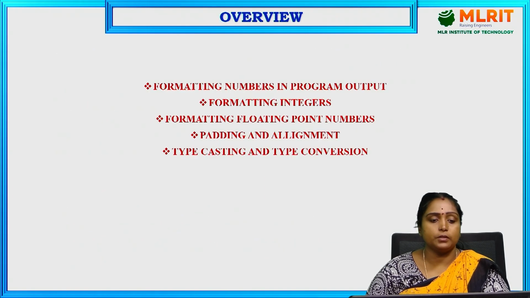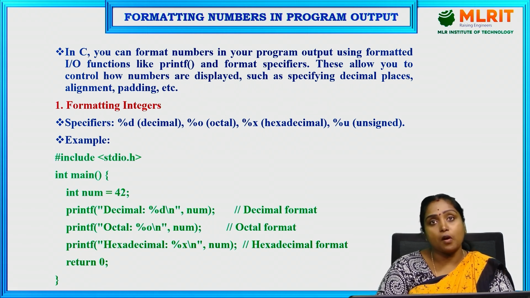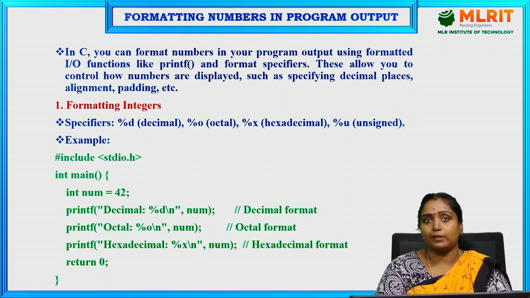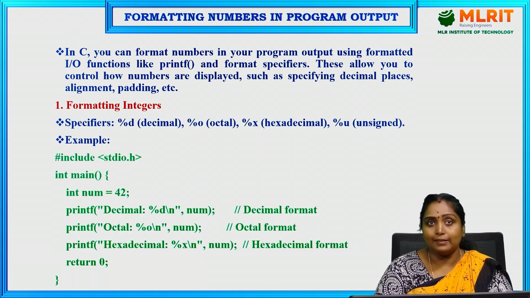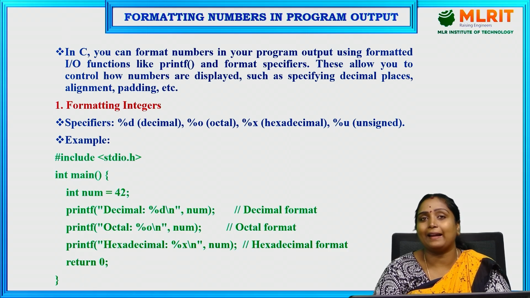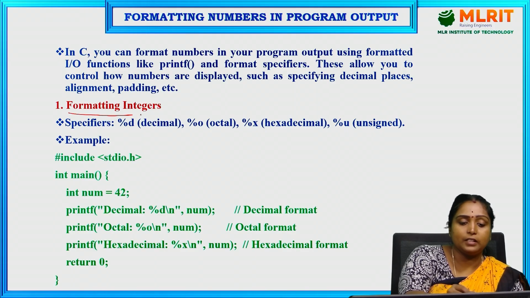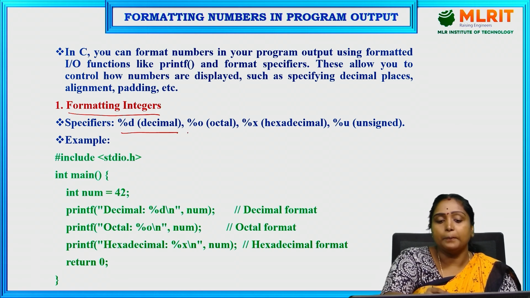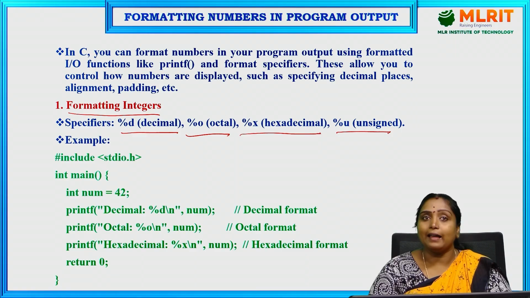Coming to formatting numbers in program output. In C, we can format numbers in your program output using formatted output like printf statements and format specifiers. These allow you to control how the numbers are displayed, such as specifying decimals, alignment, padding, etc. We use specifiers for formatting integers: %d for decimal, %o for octal numbers, %x for hexadecimal numbers, %u for unsigned numbers.